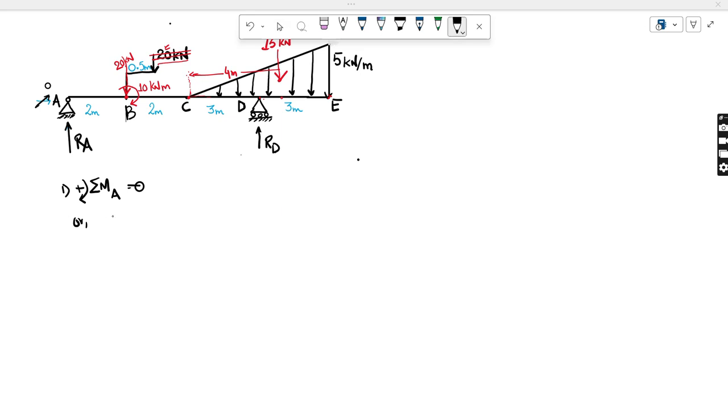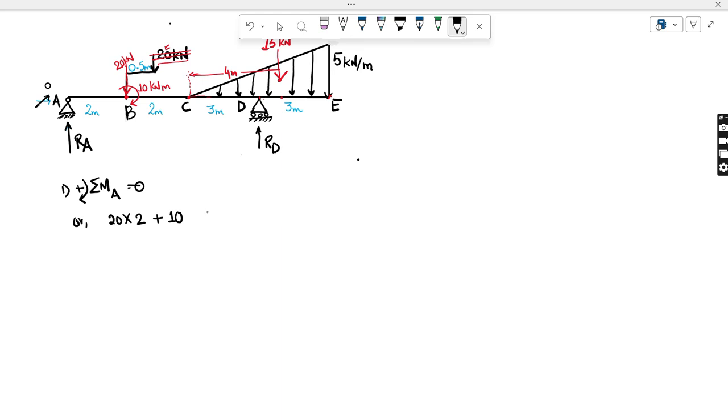Okay, so what force will give a moment? You can see here at point B there is a 20 kilonewton force. This 20 kilonewton force will produce a moment of 20 into 2 in clockwise direction, so it is positive. And there is a 10 kilonewton meter couple acting at B. This couple is acting clockwise at B, so we have to directly add 10. But keep in mind we should not multiply by any distance because it is itself a couple, so there is no need for that.